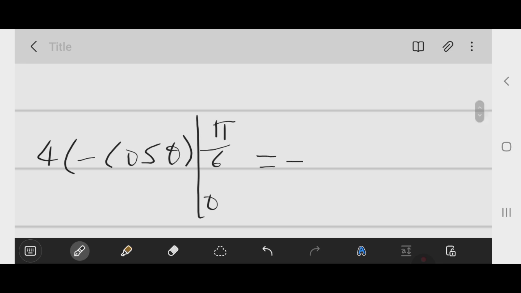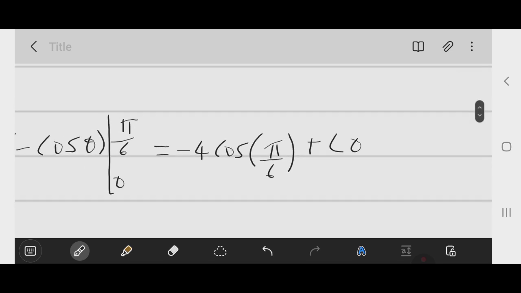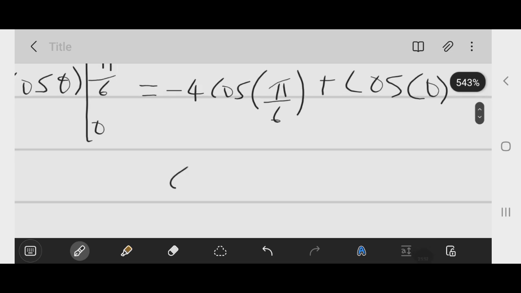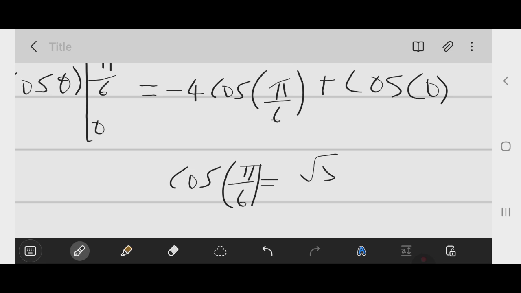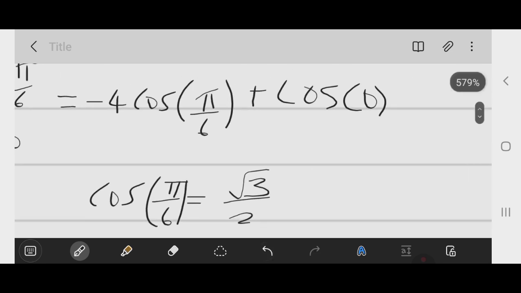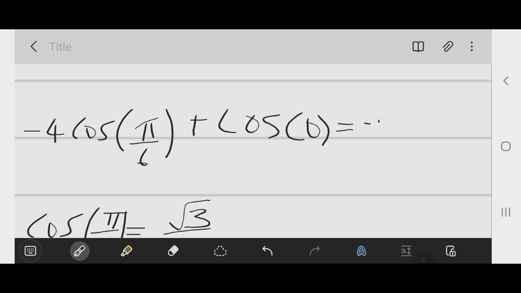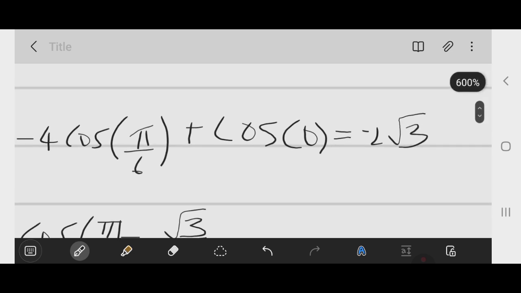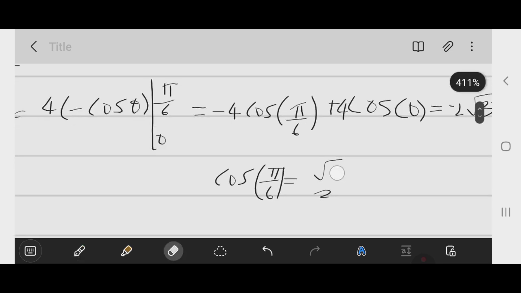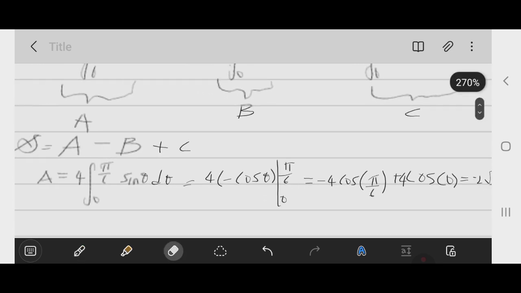Substituting the intervals, I have, now take note of this equation. We'll use it later in the future. Oh, there should be a 4 here. Sorry. So this is the value of the integral A. Alright, let's go to the next one.